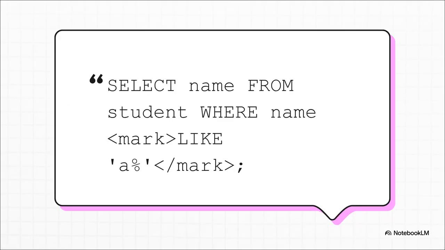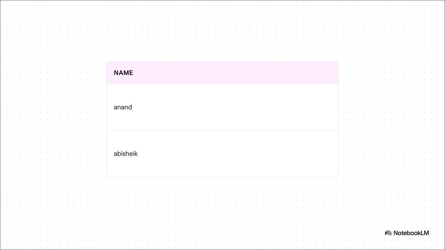But SQL can get even smarter. What if we want to find a pattern, not an exact match? We can use the like operator. That little % is a wildcard. It basically means, and then any other characters. So this query is asking for every name that starts with the letter A. And once again, SQL nails it. It finds both Anand and Abhishek and shows us their names. This kind of pattern matching is a real game changer when you're searching through lots and lots of text data.